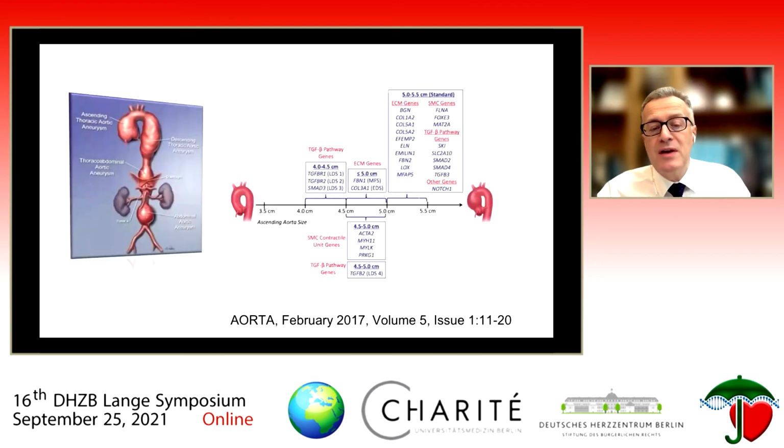We should perhaps be a little bit more proactive in our use of genetics in aortic disease, because we know that the natural history of aortic aneurysms and dissection is quite different for these different genetic subtypes. So there may be a case for earlier surgical intervention for some genetic subtypes of disease.